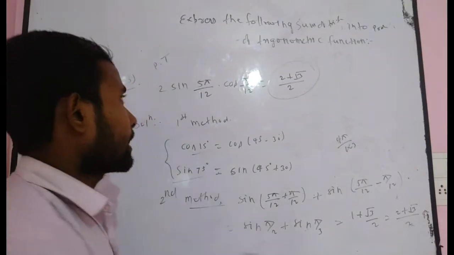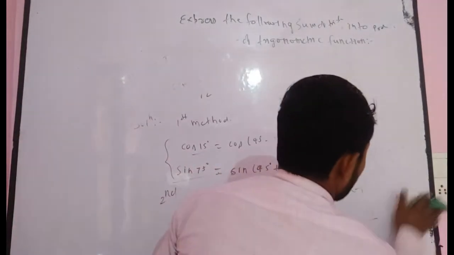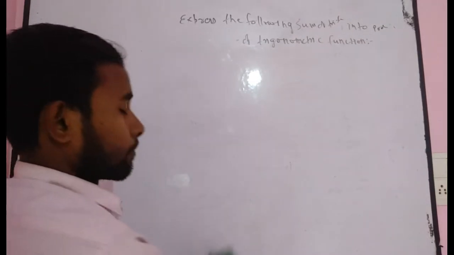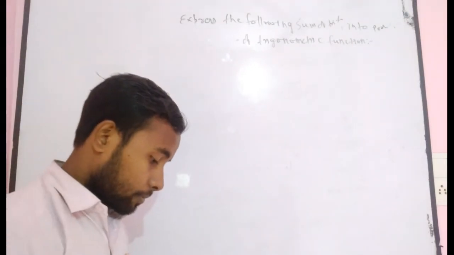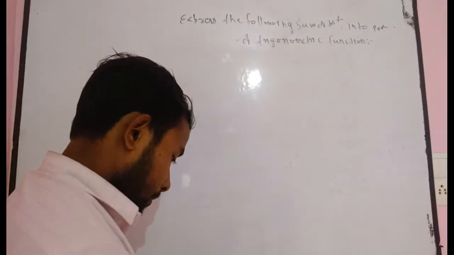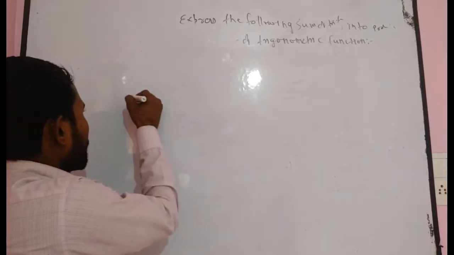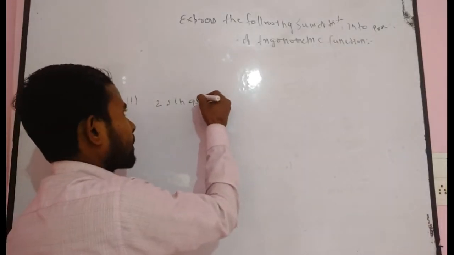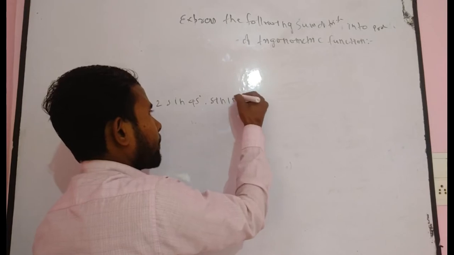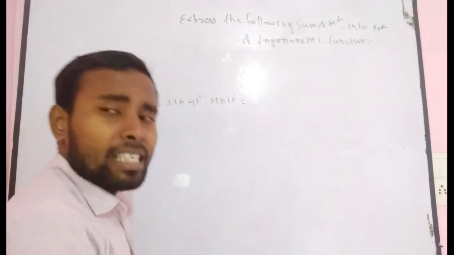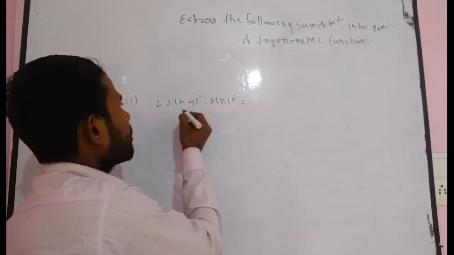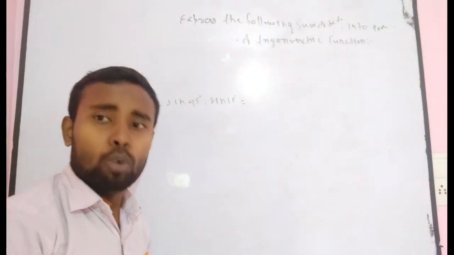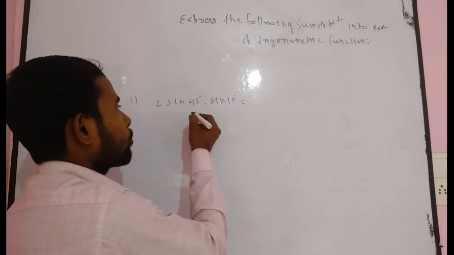Now we take another example. Another will be 2 sin 45 degree into sin 15 degree. How can you solve this problem? It is also a similar problem because it is given as 2 sin A into sin B. 2 sin A into sin B is equal to what? I think you can find it another way.